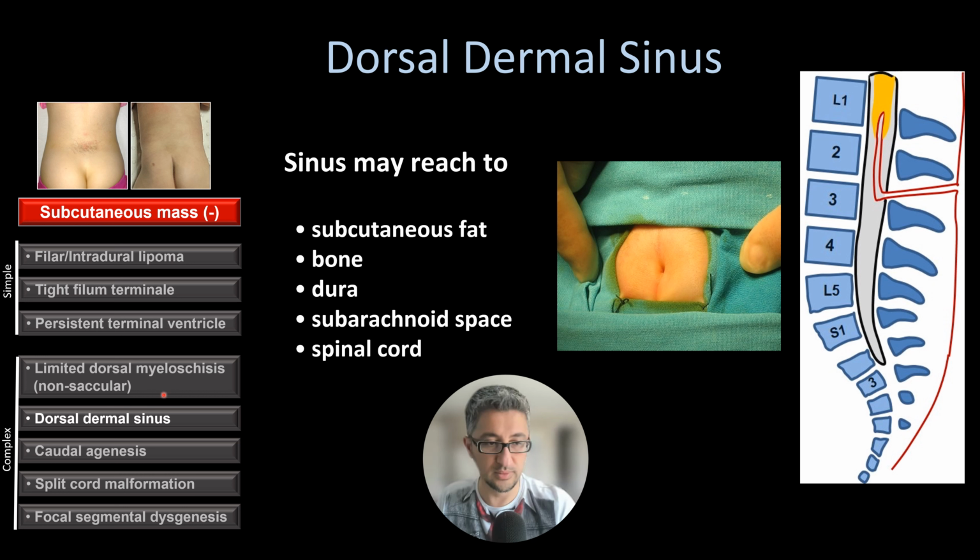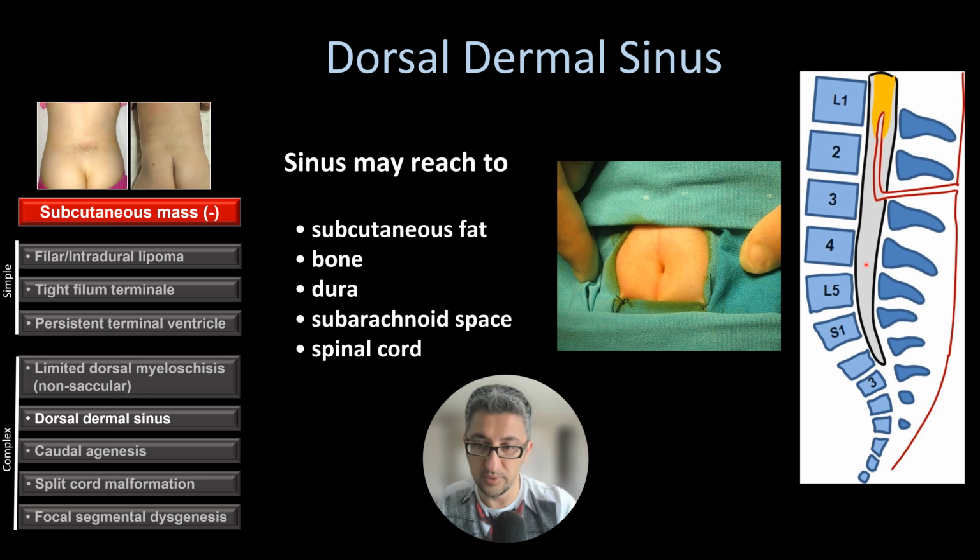Dorsal dermal sinus is the next one on our list, with a closed spinal dysraphism without a subcutaneous mass. These sinuses may reach the subcutaneous fat, bone, dura, subarachnoid space, or the cord. The subcutaneous portion can be better seen compared to the intraspinal portion. These are real epithelium-lined sinuses that connect the skin to the CNS and its meningeal coating.